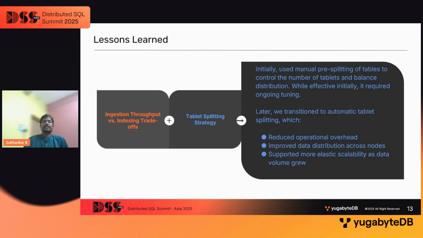Also, initially we had used manual pre-splitting of tables to control the number of tablets and balance distribution. But once data volume grew, along with that peak TPS, we saw it required more and more manual tuning. So we switched to automatic tablet splitting, which reduced our operational overhead and also improved data distribution across all the nodes.